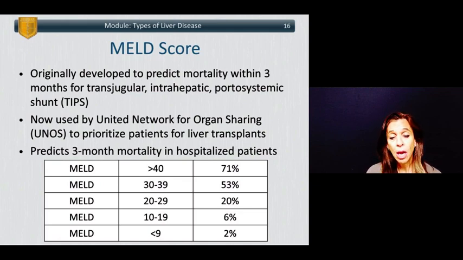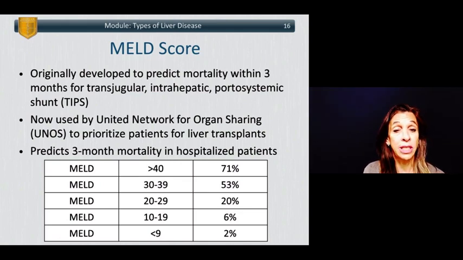A MELD score of 0 to about 15 corresponds to a Child-Pugh A. From about 15 to 30 corresponds to a Child-Pugh B, and a MELD score greater than 30 corresponds to a Child-Pugh C. Again, a MELD score of less than 15 is considered mildly elevated risk. Moderate elevated risk is those MELD scores between 15 and 30, and MELD scores greater than 30 carry a very high risk of both mortality and perioperative morbidity.